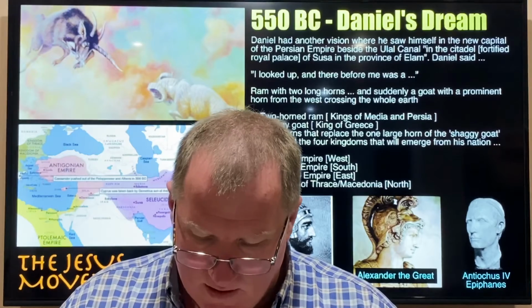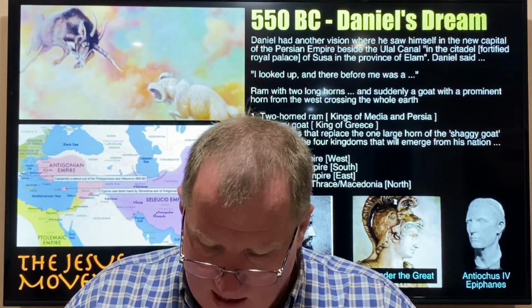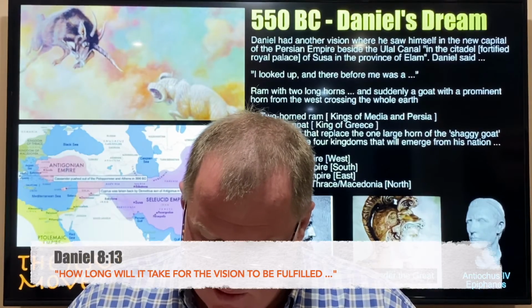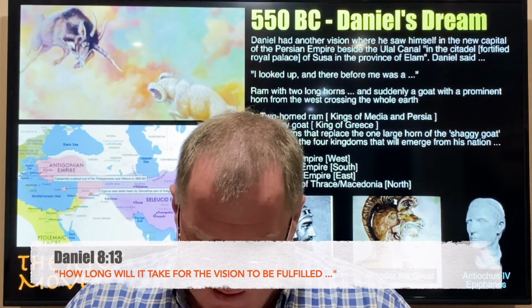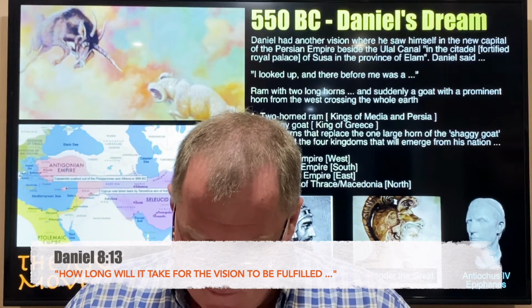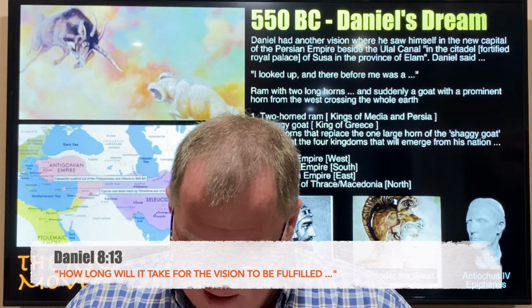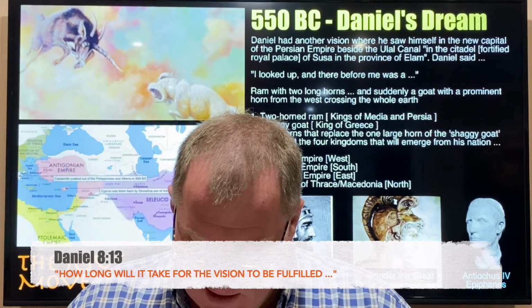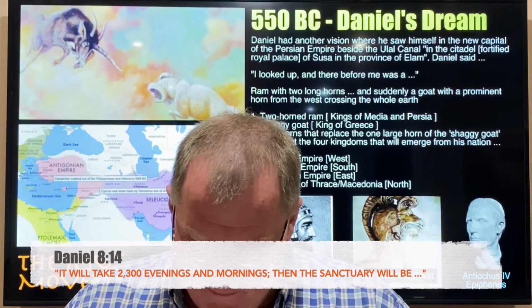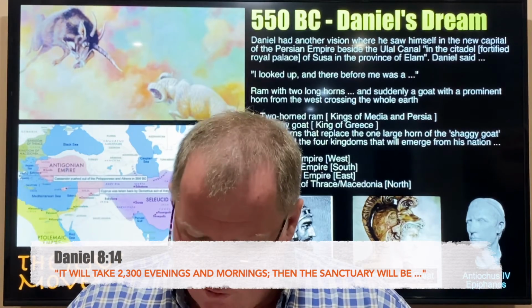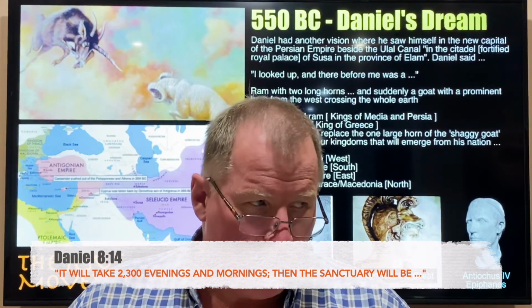The Persian Empire, beg your pardon. Daniel then heard an angel speaking, and another angel said to the first in verse 13, how long will it take for the vision to be fulfilled? The vision concerning the daily sacrifice, the rebellion that causes desolation, and the surrender of the sanctuary and of the host that will be trampled underfoot. The angel told Daniel in verse 14, it will take 2,300 evenings and mornings, then the sanctuary will be reconsecrated.